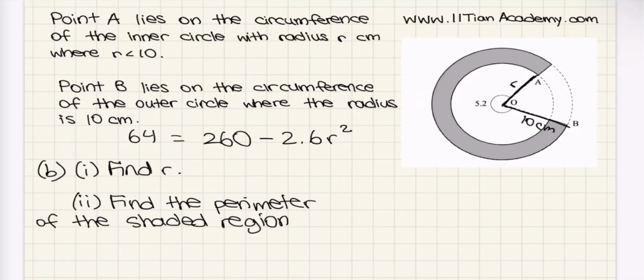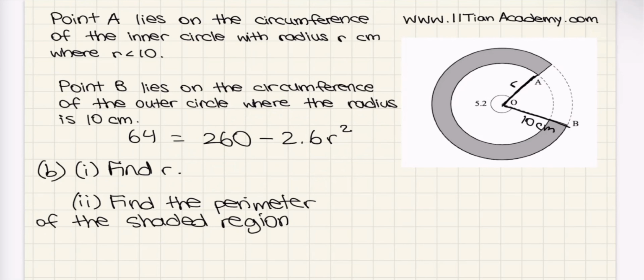Okay, so now we're in part B. We figured out that 64, which is the area of the shaded region, must be equal to 260 minus 2.6 r squared. We're asked to first find r and then to find the perimeter of this shaded region. So let's start by finding r.